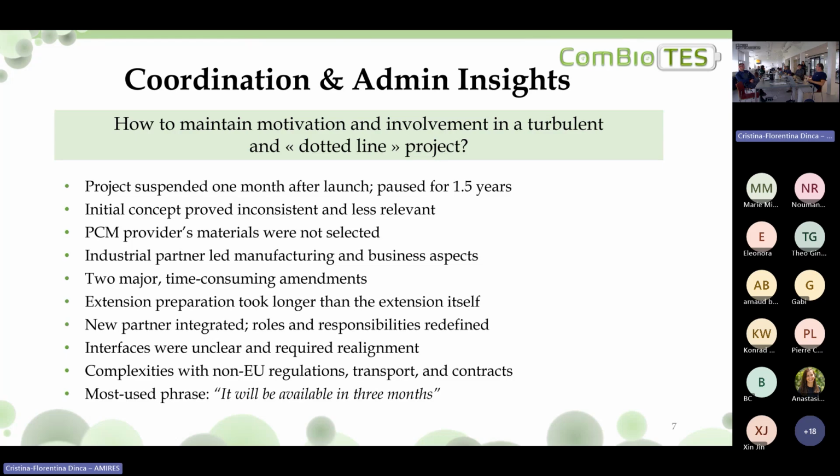So I spent almost 2 years to make some contracts between CA and different partners, and perhaps I will succeed, but 2 years. And I would like to say that maybe the most used sentence I said to the partners is, okay, it will be available in 3 months. Just believe me. For more than 2 years. So it's difficult to really fully convince people.